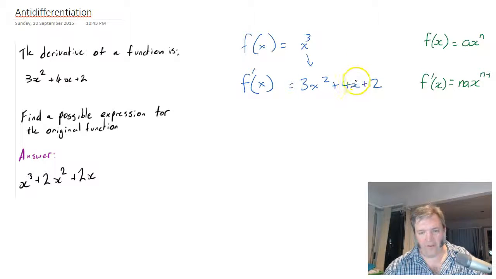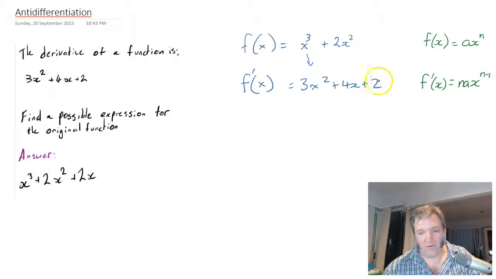Let's have a look at 4x. It must have come from something which had a power of 2, some sort of x squared term. Now if I did the derivative of x squared, I'd end up with 2x. If I need 4x, I must have had a 2 there to begin with. Now when I do the derivative, 2 times 2 would give me 4, and I'd end up with 4x.